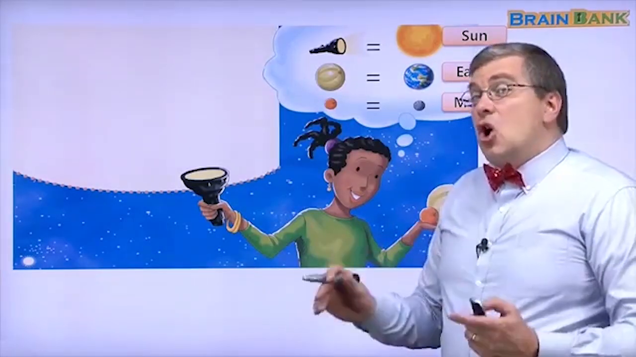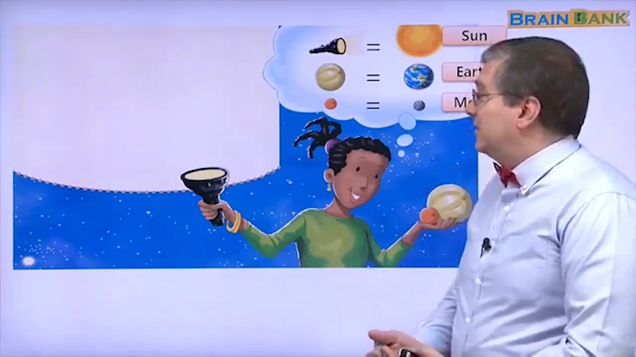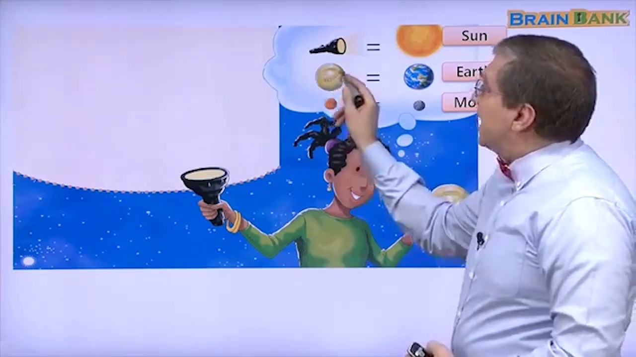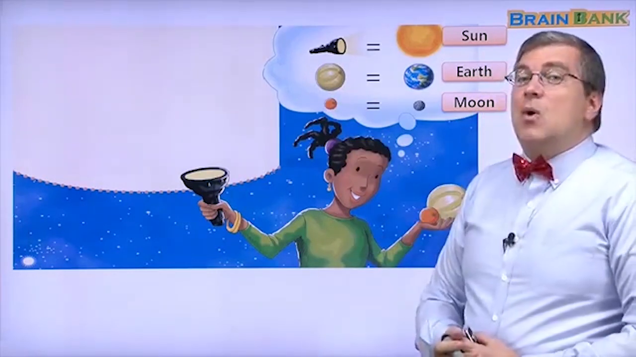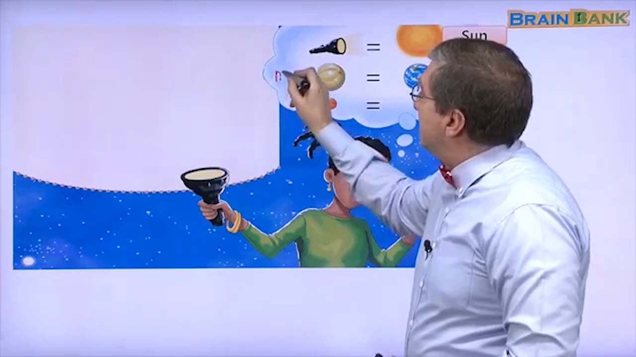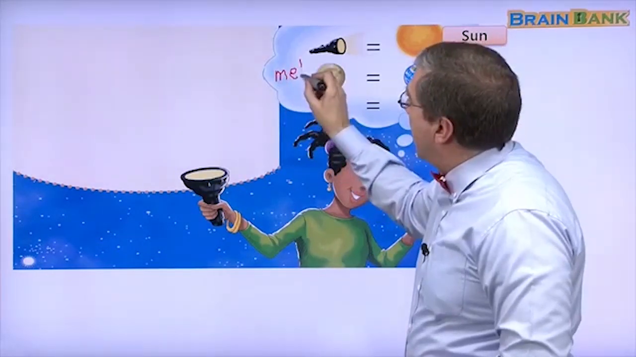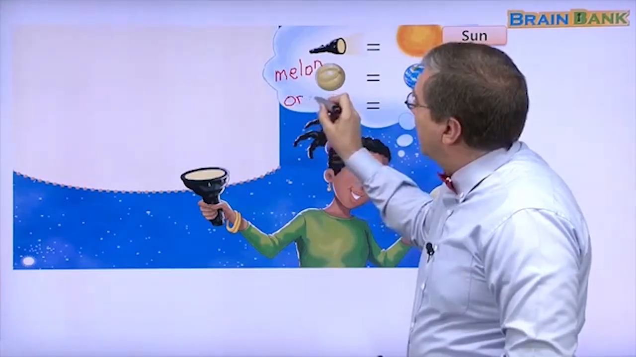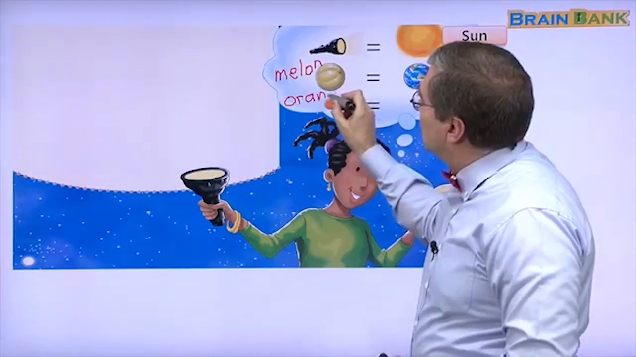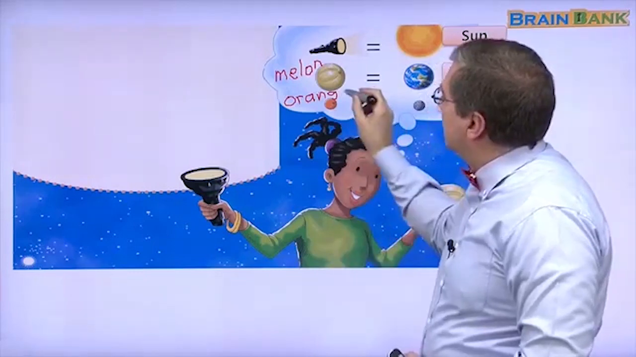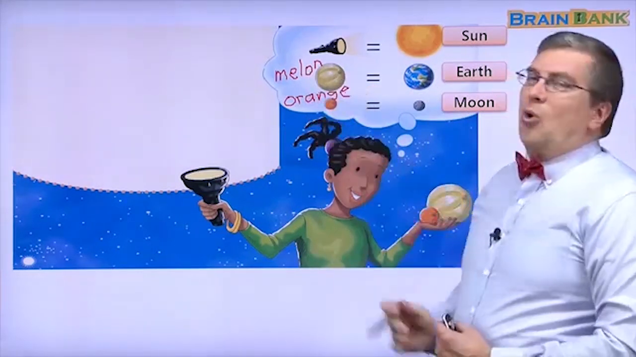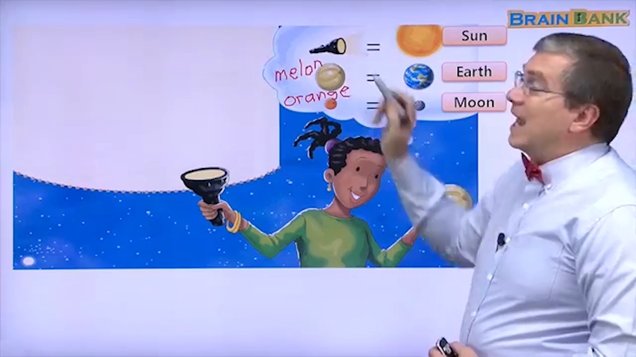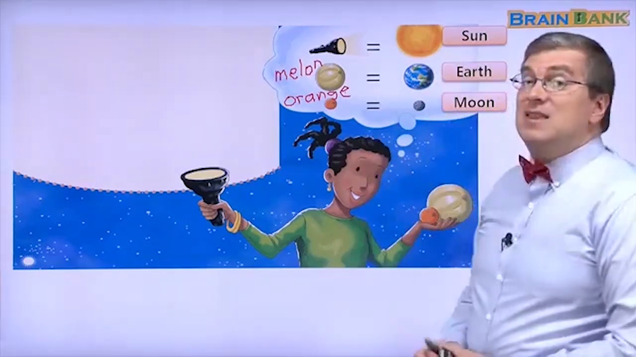Mom is going to show Amy how to make a solar eclipse. Do you remember gua-il, the fruit? This is a melon. M-E-L-O-N. This is an orange. O-R-A-N-G-E. Melon and orange. So the melon equals the earth. The orange is the moon. And a flashlight is the sun.